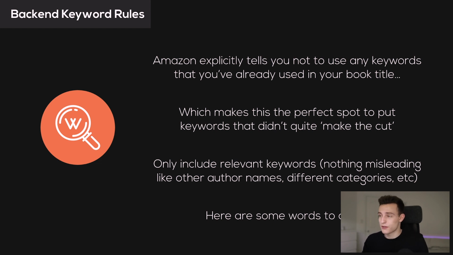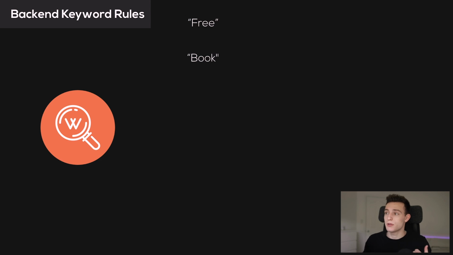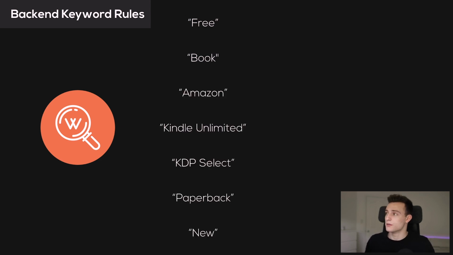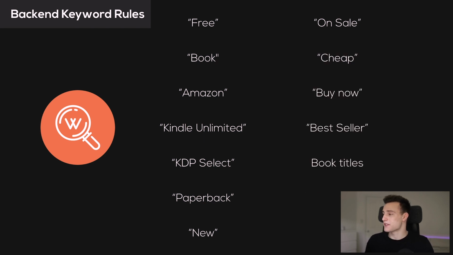Here are some things to avoid though. Things like free, book, Amazon, Kindle Unlimited, KDP Select, paperback, new, on sale, cheap, buy now, bestseller, tons of stuff, right? Book titles, author names, category names, etc. You get the idea. Don't put any of these things into your back-end keywords. Amazon can actually get you into big trouble for doing this, so just avoid doing it completely. Only stick to relevant keywords that didn't quite make the cut into your main title or subtitle.